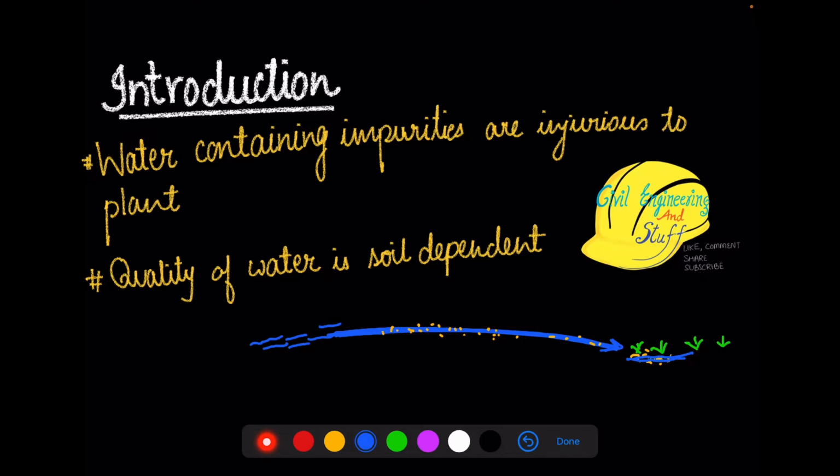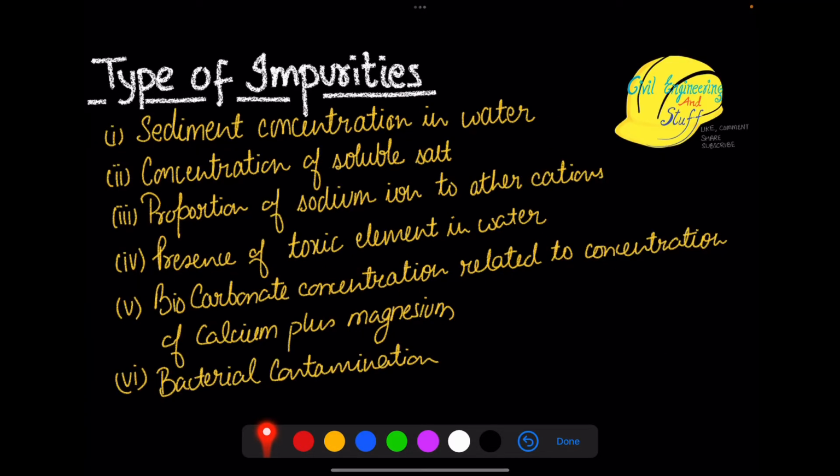Likewise, the nutrient content present in the in situ soil in the field will also contribute towards the overall change in the nutrients. Right. So on and on, the soil plays a very important role in the quality of the water.